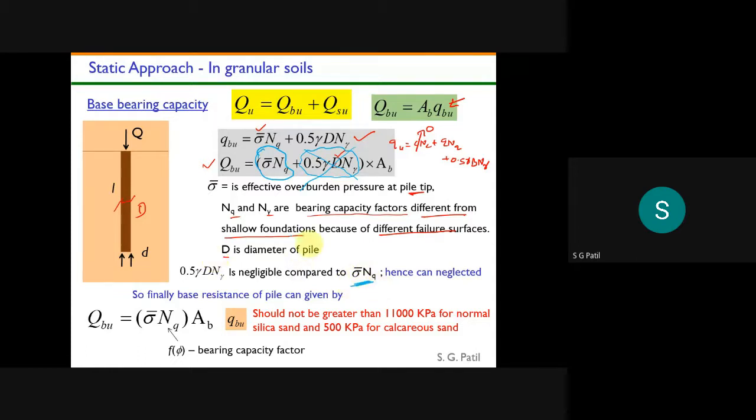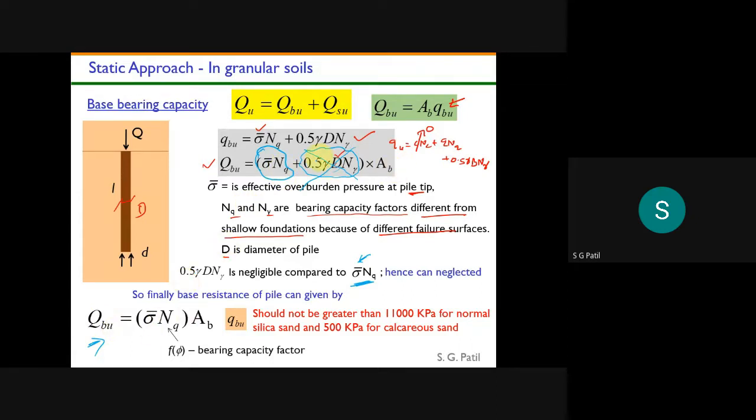Okay, so sigma bar into NQ. See, the depth of the pile is very huge, because this sigma bar is there. What is this sigma bar? Sigma bar is nothing but the overburden pressure. So this overburden pressure indirectly depends on the depth of the pile. Your depth of pile is very high as compared to the diameter of the pile. So that's why I'm neglecting this second term. If I neglect that term, then what will I get? I'll get QBU equal to sigma bar NQ into AB.